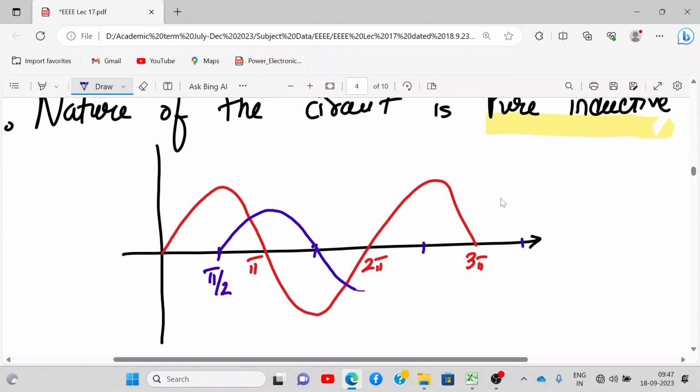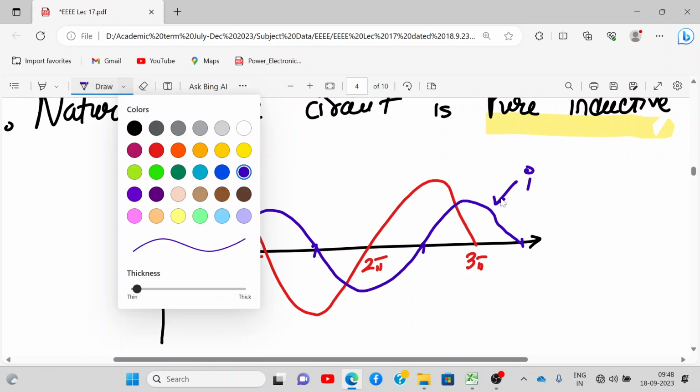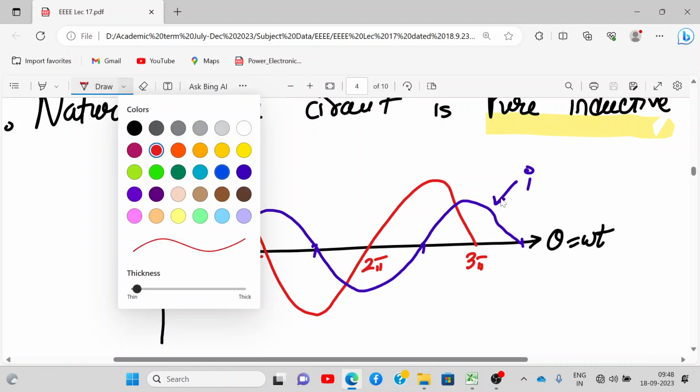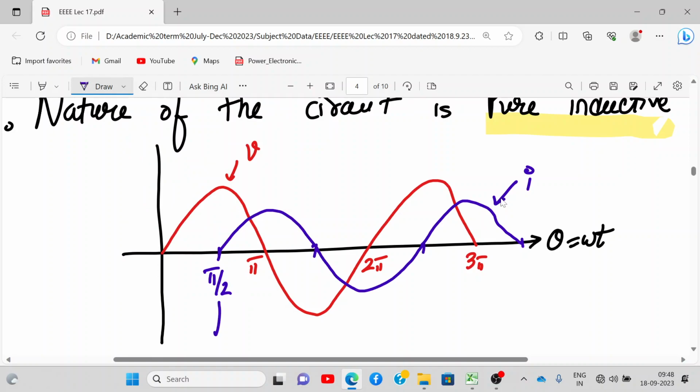So it lags behind the voltage by 90 degrees all the way. Okay, so this is my current, and this red waveform is my voltage, applied voltage V, and my x-axis is theta equal to omega t. Got it? Where is my phase angle? Where can I show my phase angle? Here is my phase angle, here, this one.